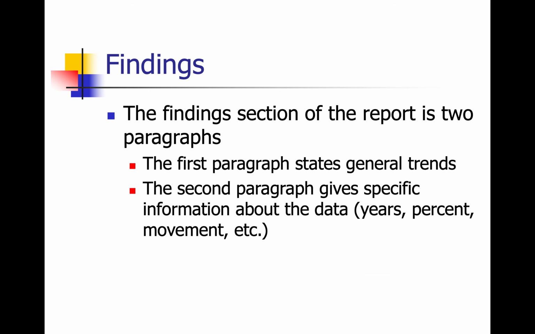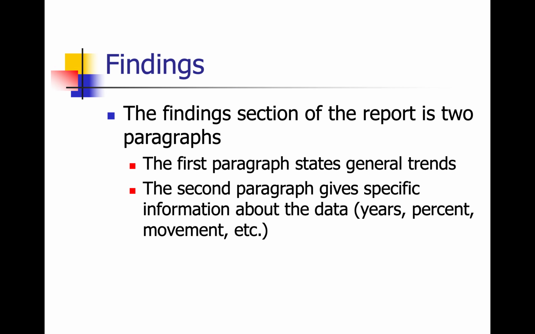In the findings section, there's 2 paragraphs. And that's right there. It's the only section of the report that has 2 paragraphs. The first paragraph states general trends, and the second paragraph gives specific information about the data, maybe years, percents, movement, things like that.